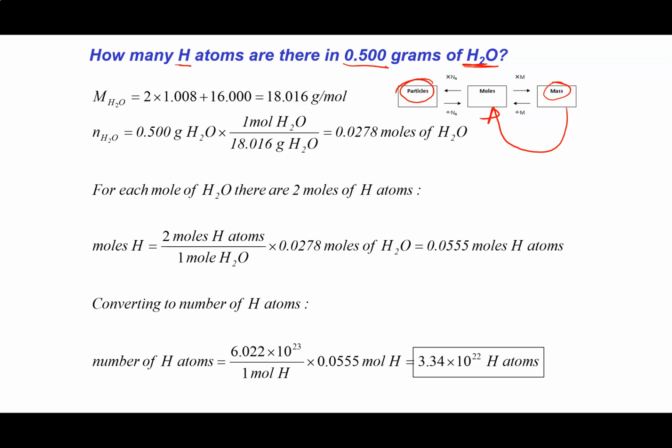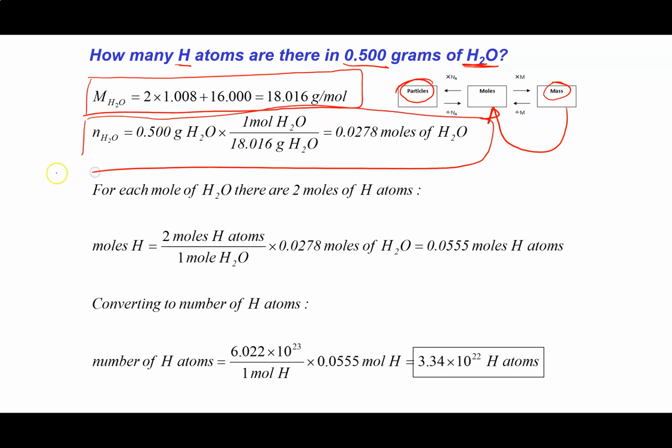Okay. So I know that to do a mass to moles conversion, I need the molar mass. So I go ahead and I calculate the molar mass of my water, and then I use that to convert my grams into moles of water. So to get my moles of water, 0.5 grams of water times 1 on the molar mass, and grams cancels. So I've got a lot less than a mole of water, which is good because I know a mole of water weighs 18 grams and I've only got half a gram.